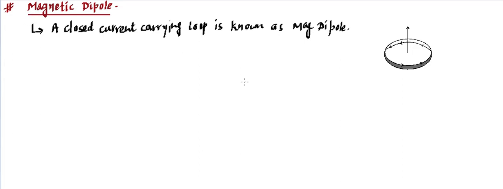It's just like we used to say electric dipole when the arrangement consisted of two charges equal and opposite and having some separation. So that arrangement was an electric dipole. Similarly, this arrangement is going to be known as a magnetic dipole. So here is a picture given. In this picture, a current carrying loop is there.